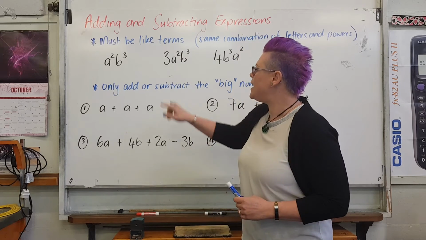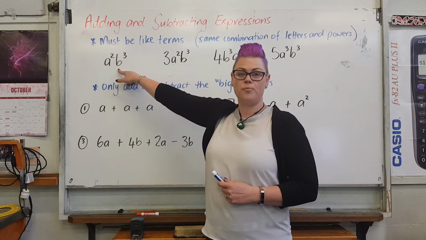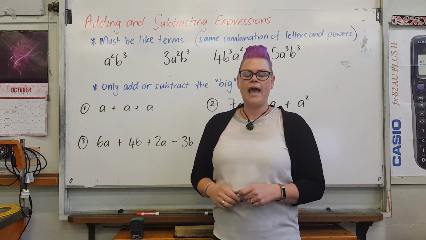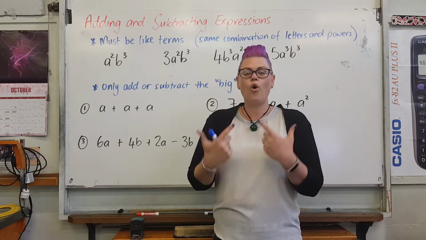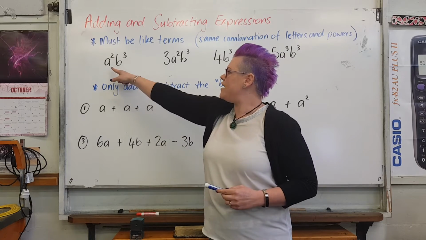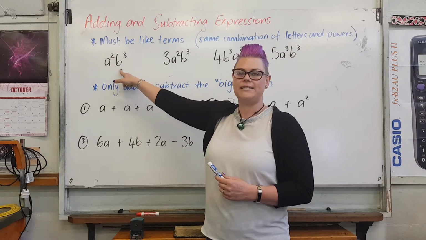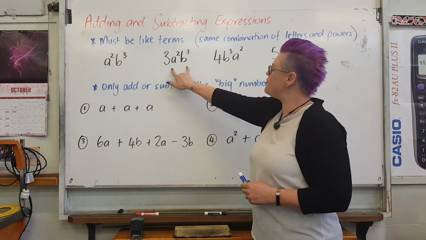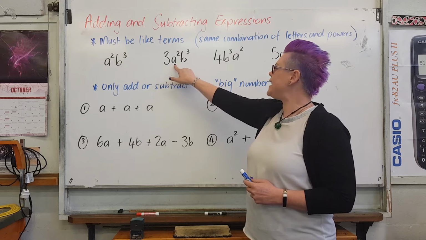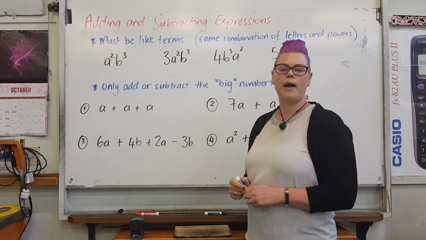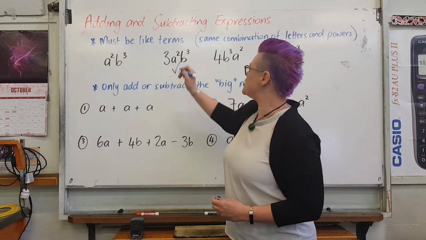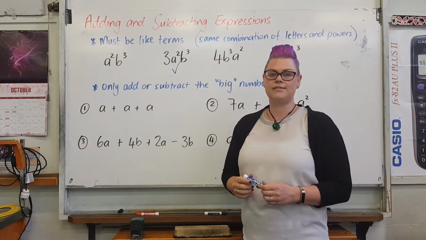For example, if we look at a to the power of 2, b to the power of 3, now that is an expression, and it would be a like term with all other expressions that have a to the power of 2, b to the power of 3 at the end. So if we look at our first one here, we've got 3a to the power of 2, b to the power of 3. That's the same, so therefore they are like terms. They could be added or subtracted.